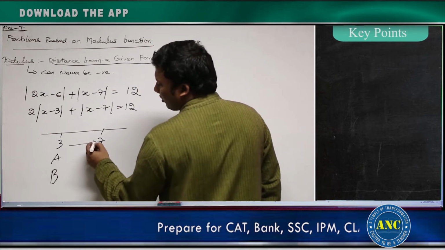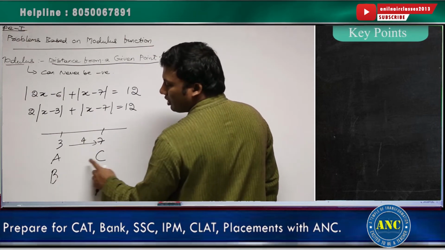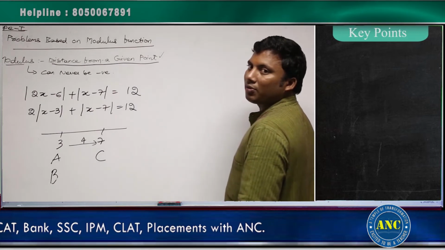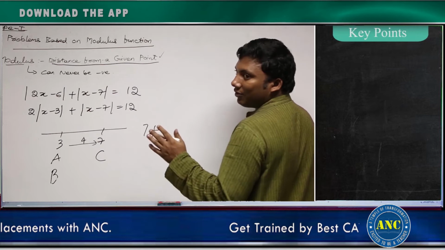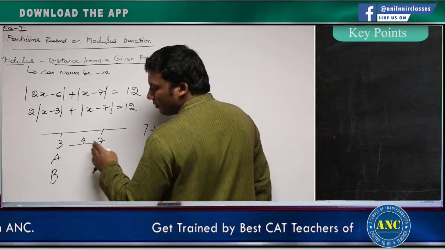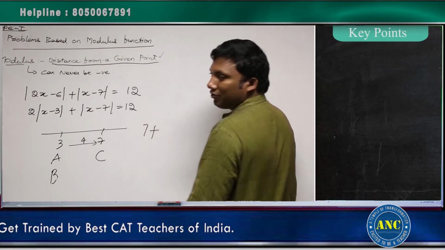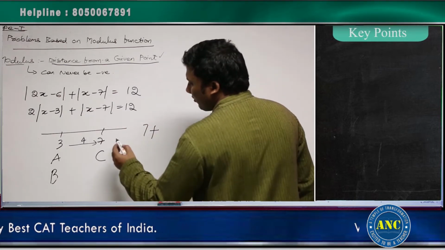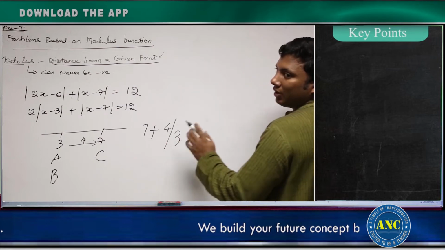So 3 to 7, what is the distance? 4. A to C is 4. B to C is also 4. So what is 4 plus 4? 8. From 7, 8 already travelled. Why is it 8? A will go from 3 to 7, 4. B will also go from 3 to 7, 4. 4 plus 4 is 8. From 7, already 8 travelled. How much more to travel? 4 by 3.